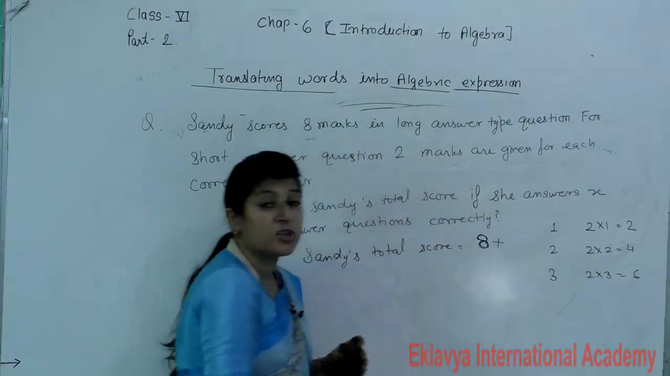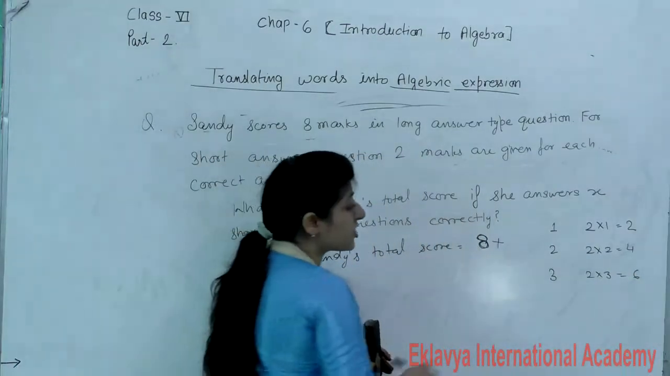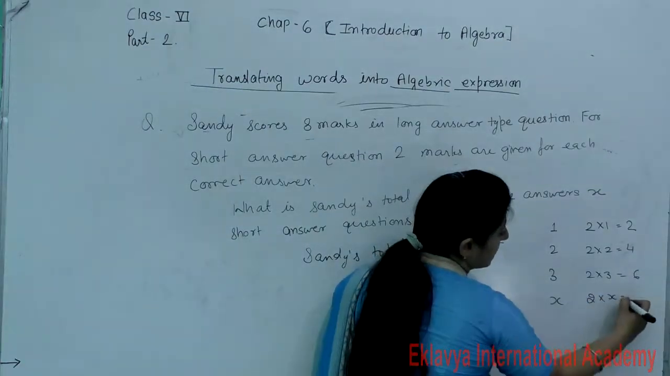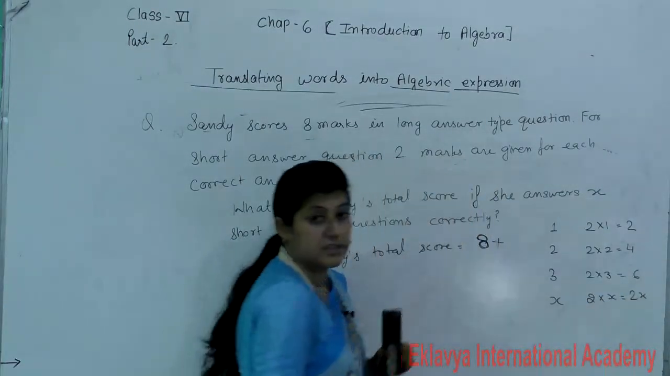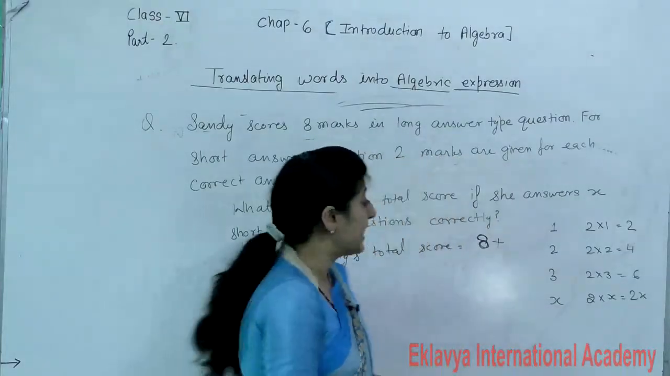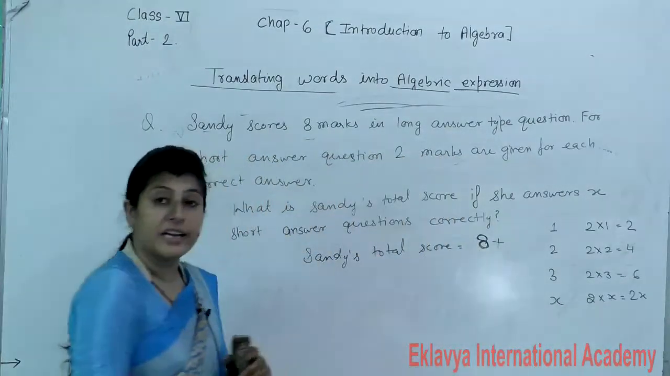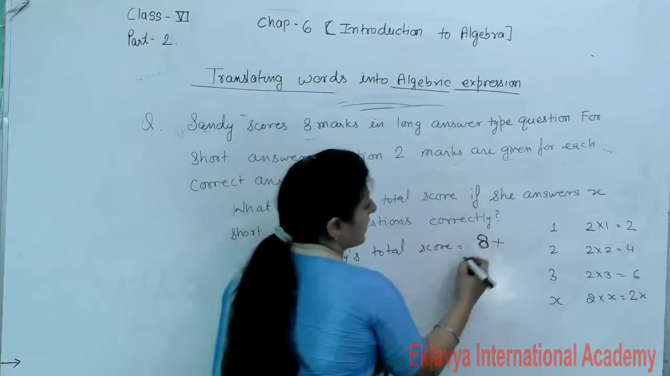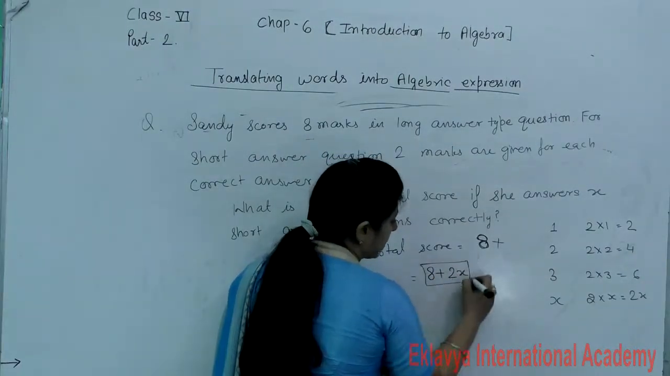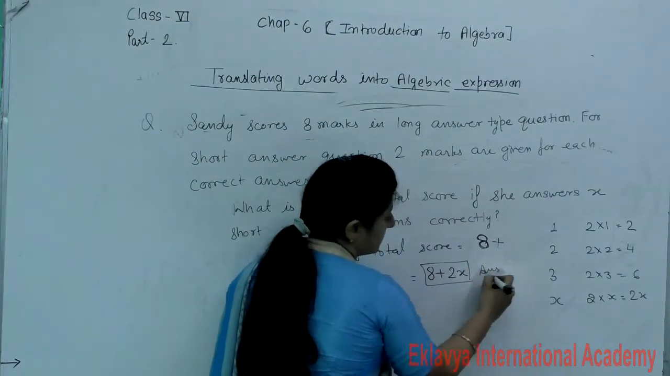But how many questions in total? x questions he gave the correct answer. It means it becomes 2 into x, which is 2x. Then in short answers he got a total score of 2x. In long answers he got 8. It means the total score is equal to 8 plus 2x. This is our answer.